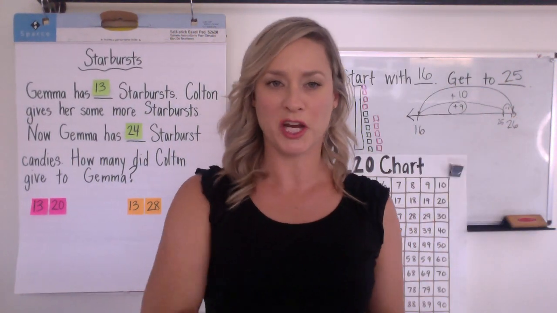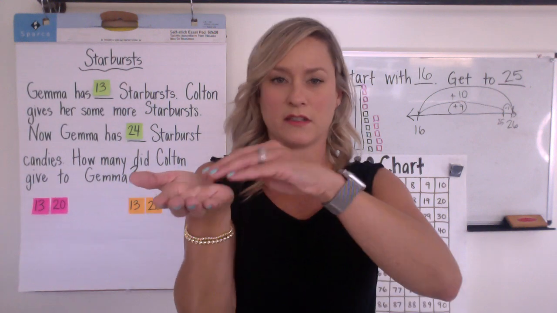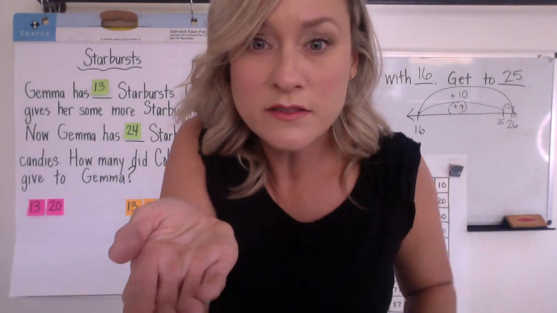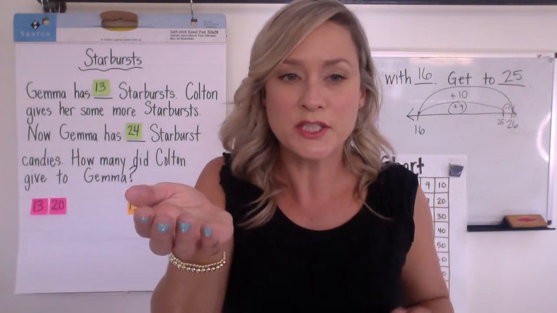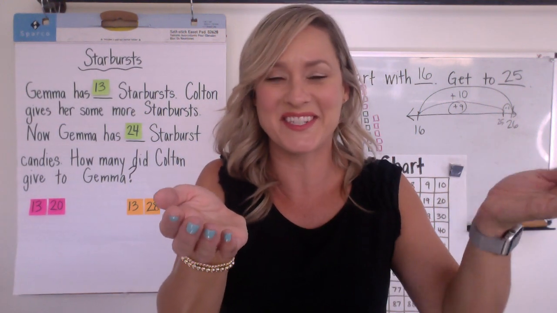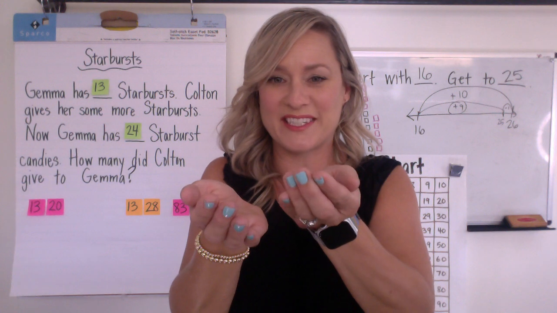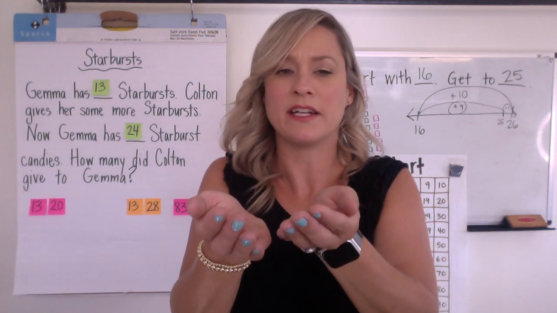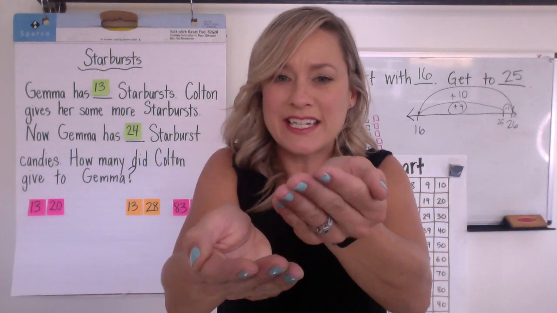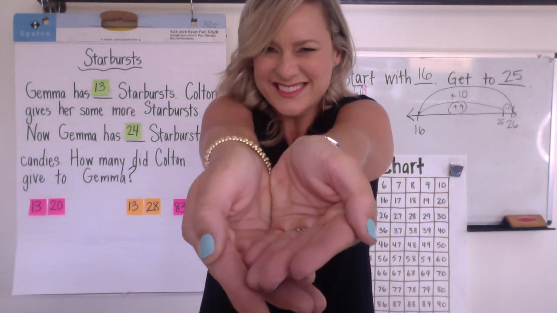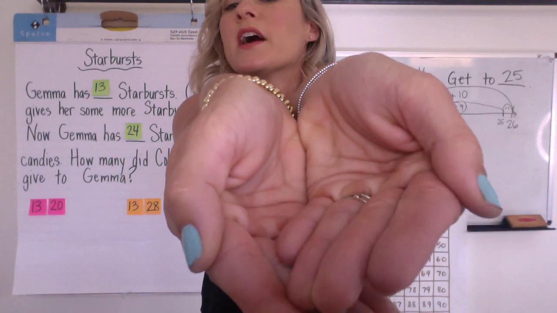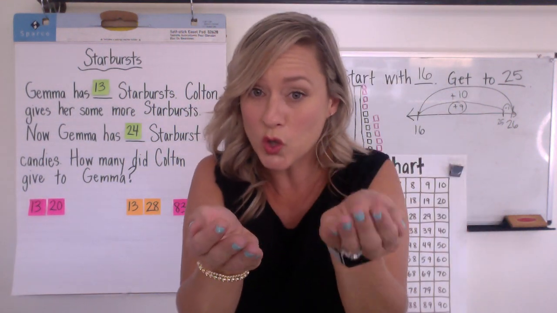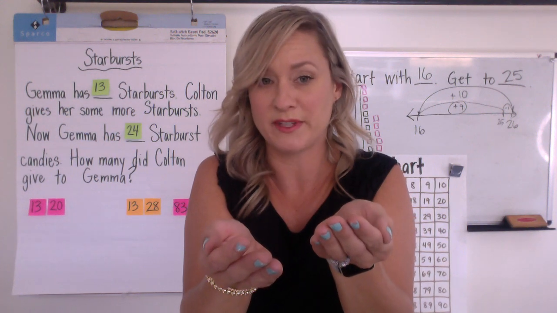Okay, so Gemma has 13 starbursts. Okay, do you see 13 starbursts? Do you see them? I see them. It's right there. Okay, then Colton gives her some more starbursts. Okay, nice job, Colton. All right, now Gemma has 24 starbursts. Look, you see them? There they are, 24 starbursts. How many did Colton give to Gemma?